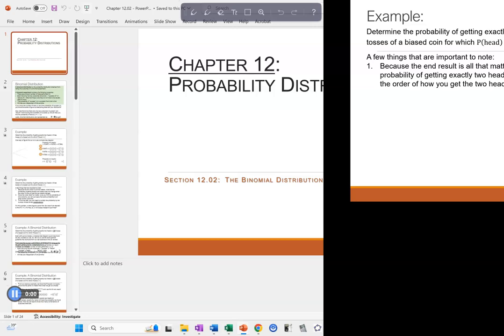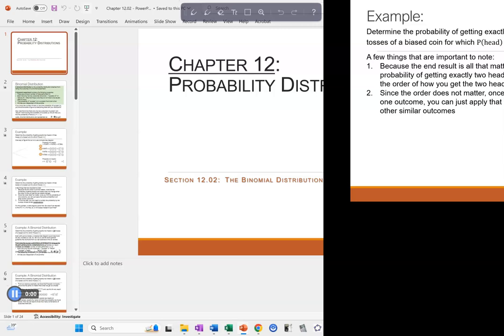So let's take a look at what we learned here and try to extrapolate that into a more systematic way of doing it that doesn't require a visual. A few important things. We note that the end result is all that matters. The probability of getting exactly 2 heads doesn't change depending on the order you get the 2 heads, whether you got head, head, tail, or tail, head, head, or head, tail, head. The probability of any one of those 3 outcomes was identical. Everybody's okay with that?